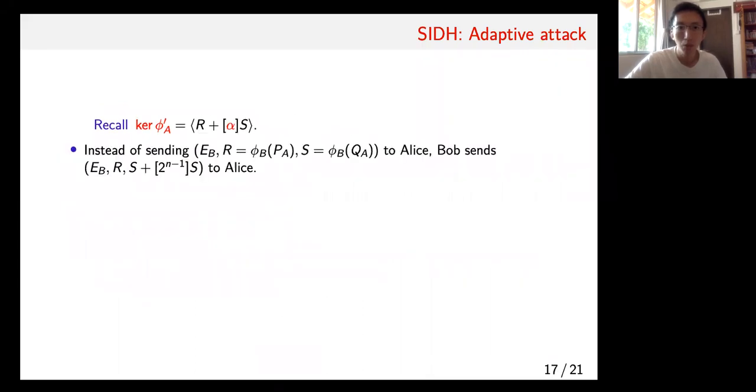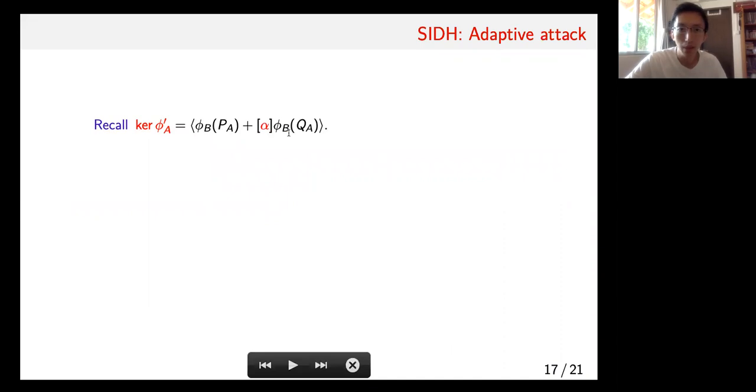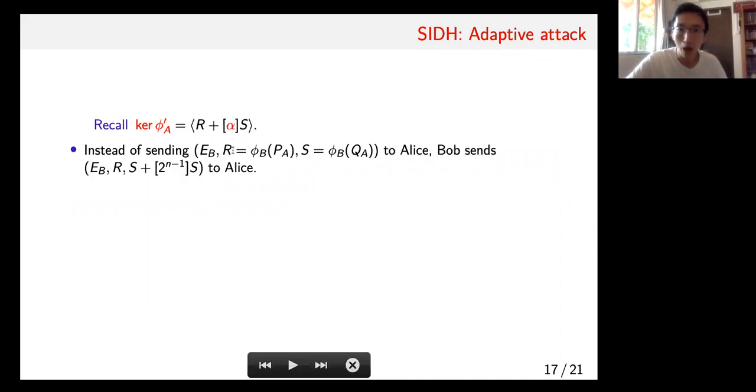So we need to do this a little bit in a clever fashion. What we do is that instead of sending this phi BPA, phi BQA, we will send R and S, where R and S are slightly different. So this is what Alice is going to compute, right? She's not going to know what phi BPA and phi BQA are. Okay, so I'm going to send her some R and S. And in particular, I'm going to send her R, S plus this value. So this is going to be a two torsion point, right? Because R is going to be this thing, S is going to be this thing. These are the 2 to the n torsion points. And so this 2 to the n minus 1 S is a two torsion point.